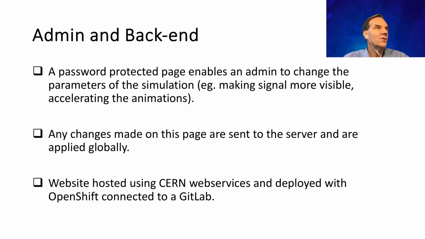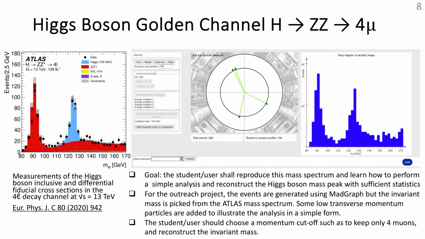So they would discover this axion-like particle at that mass. This is a project which also has the possibility to make adjustments for administrators, and there is a back end. This is protected. Interesting here is that all is hosted on a CERN server, and if I make a change there, it is applied globally. And it is also very nice that CERN offers these web services for deploying and hosting such a web page service for masterclasses. It is handled with OpenShift, and it is connected to GitLab. So it uses very standard tools, and it is very convenient to maintain this and also allows us to add more packages.